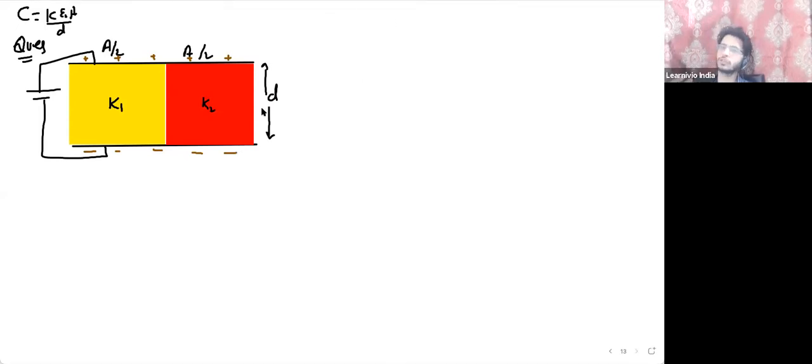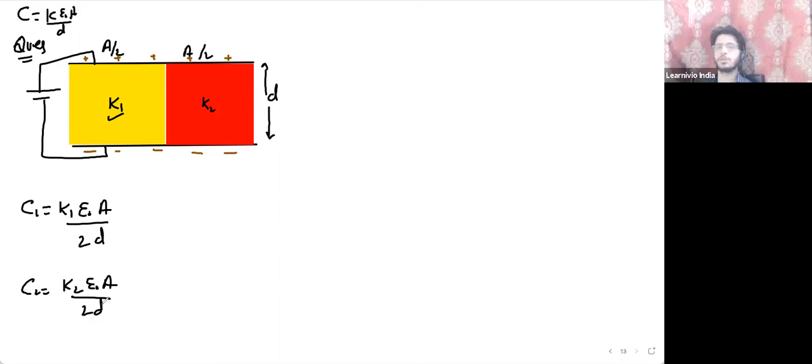So consider it as two different capacitors. This is capacitor number 1 having plate area A by 2, separation D. Capacitor number 2 having plate area A by 2 and separation D. C1 is K1 epsilon naught A by 2D. Then you have C2, which is K2 epsilon naught A by 2D, two different capacitors. Now, can you decide how these two capacitors are connected, series or in parallel?